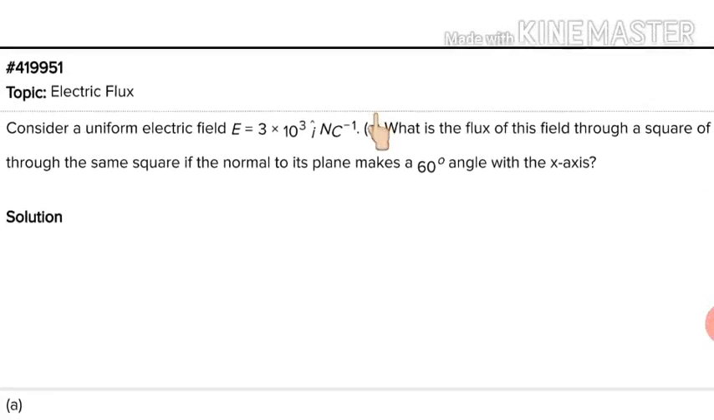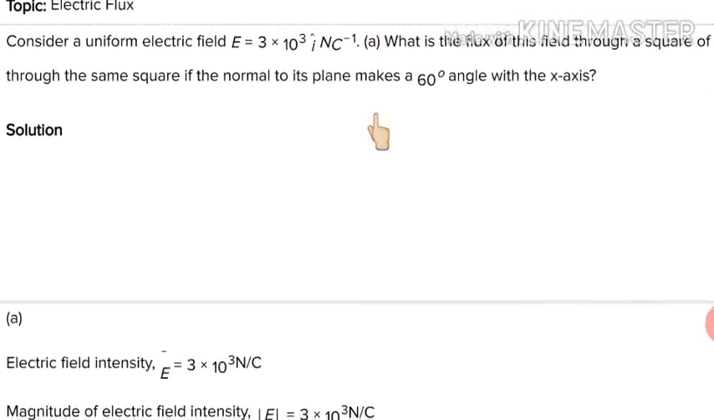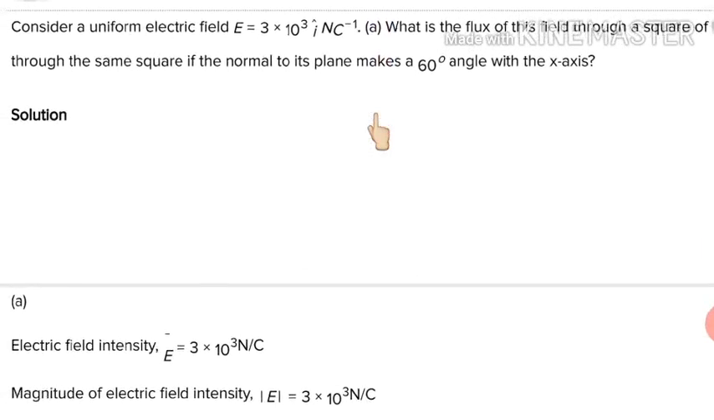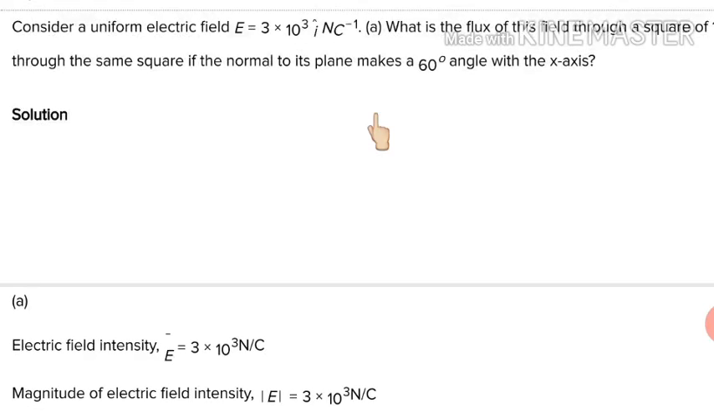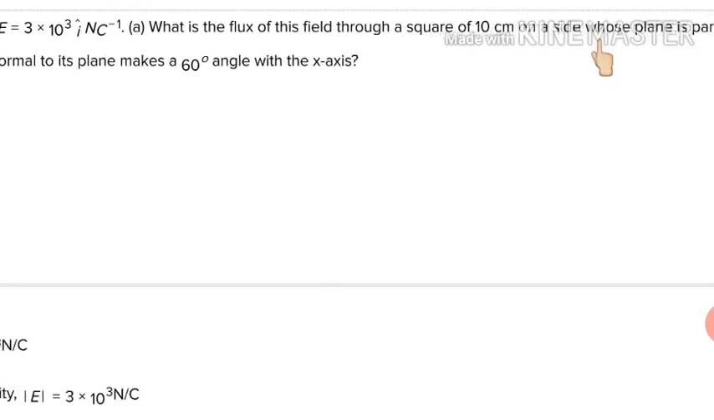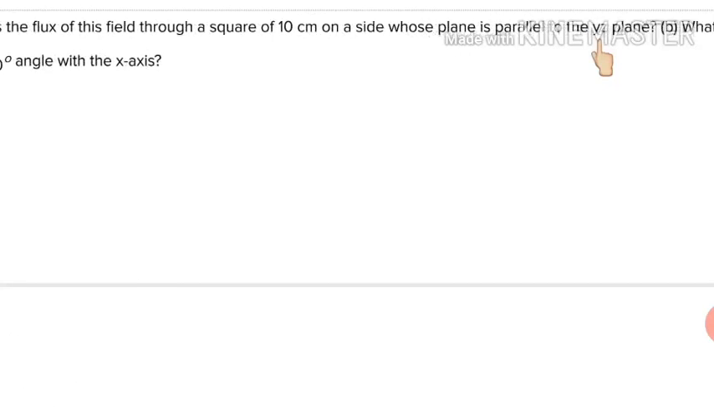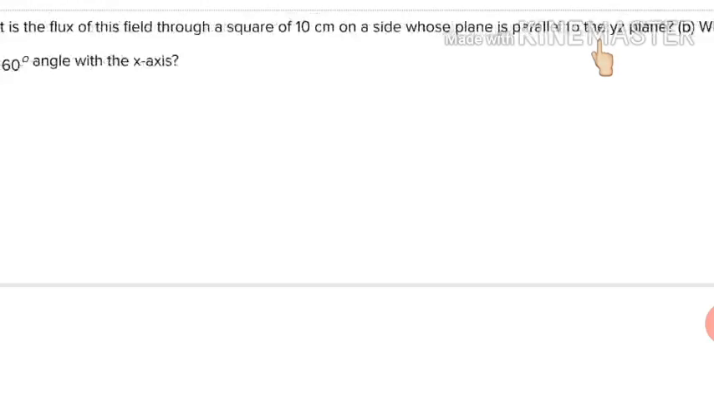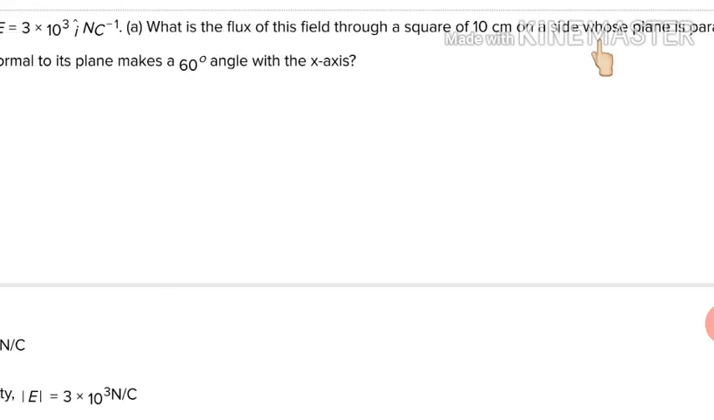Next question is this. Okay. The question says: consider a uniform electric field E equals 3 into 10 to the power 3 i cap Newton per Coulomb. So this i cap denotes what? The direction of E, which is along the x-axis. Okay. Now what is the flux of this field through a square of 10 centimeter on a side whose plane is parallel to the YZ plane? Okay. So we need to calculate the flux.